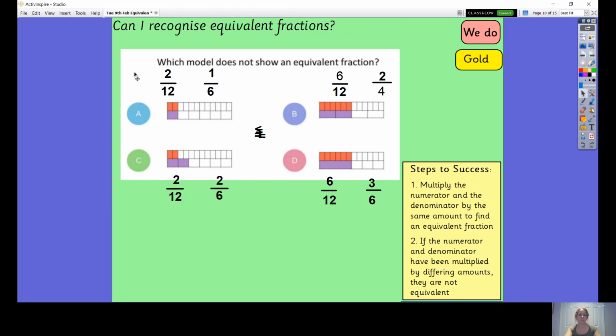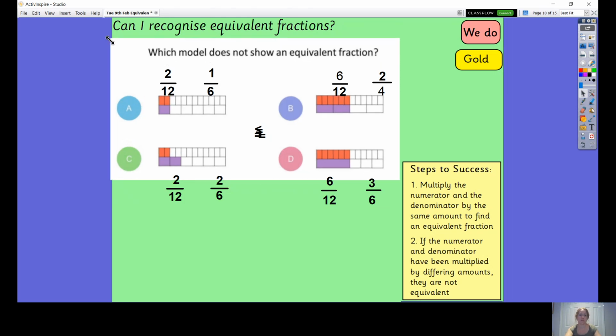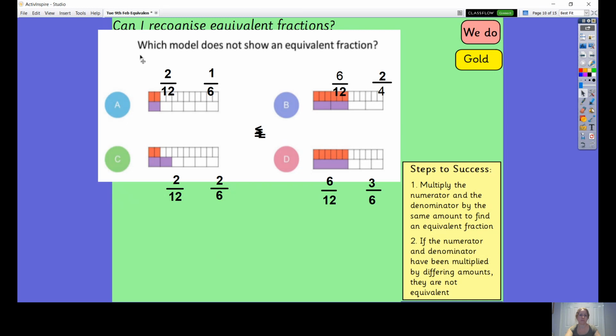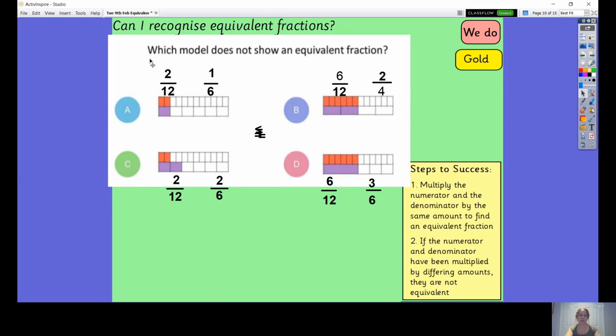We can see on here that it's gone a bit small, hasn't it? Sorry about that. There we go. So we can see that on model A, diagram A, along the top bar there are 12 equal sections. So I put a 12 on the bottom, and there are 2 of them coloured in. So I put a 2 on the top. And then on the bottom bar, there are 6 equal sections and 1 of them coloured in. So I put a 1 on the top for my numerator.